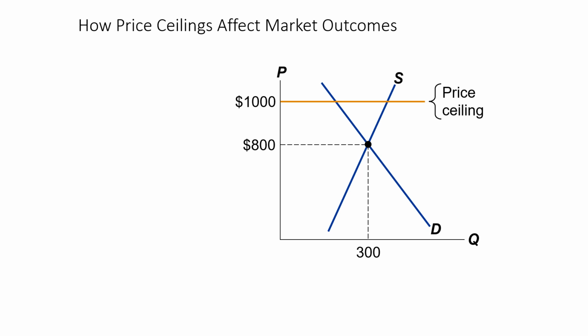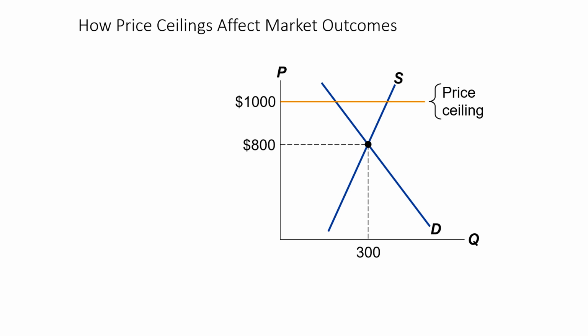So let's say the government imposes a price ceiling of $1,000 and says that nobody can charge above $1,000. Now, this type of price ceiling, which does not affect the market, is called a non-binding price ceiling, because the market price is $800, and if the prices rise slightly above $800, there will be an excess supply of apartments and there will be low demand for these apartments.